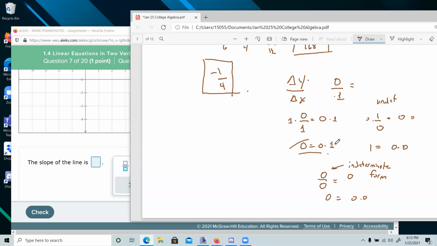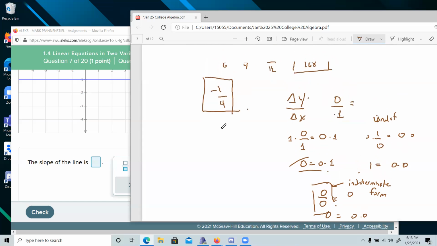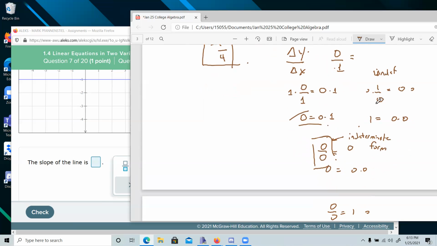Whereas something over 0 is undefined. I don't think anybody will call you out if you forget that one of these is different. If you just remember if something's over 0, it's undefined, I think you'll be fine. But eventually, if you find yourself in Calc 2, you're like, oh, that's what he meant by indeterminate. You can go back and do that. But if you're not going that far, I don't think anybody's going to call you out on this. So just remember, if it's over 0, it's undefined.